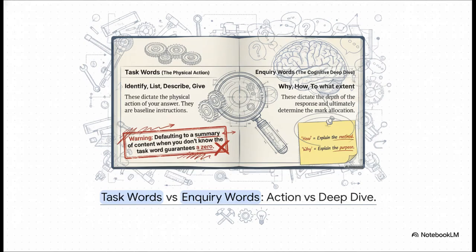Now, there is a fundamental division in exam vocabulary that you absolutely have to understand. On one hand, we have task words. These dictate the physical action of your answer, literally what you are supposed to do. But on the other hand, we have inquiry words. These dictate the cognitive deep dive. They're the words that actually determine your mark allocation because they establish the required depth of your response.